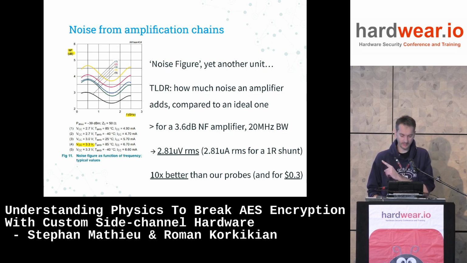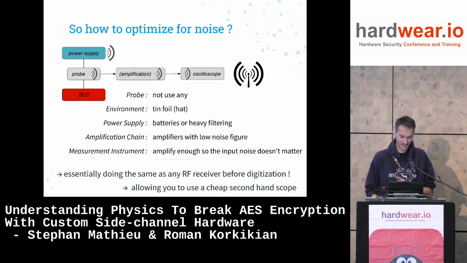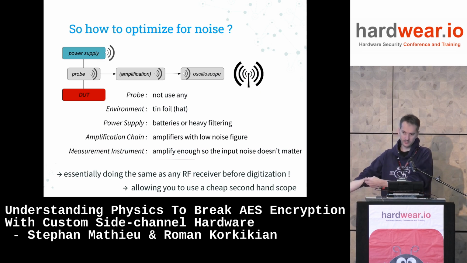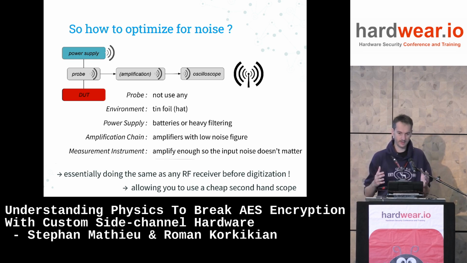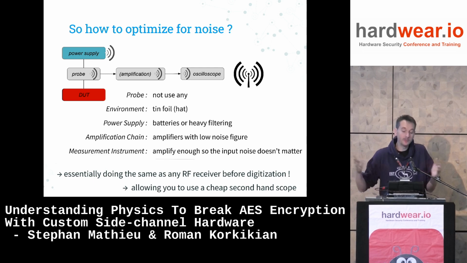So basically, they say how much noise is added to an ideal amplifier. Bottom line, very good. Amplifiers are actually what is being used in your phone. They have very low noise, and it's to your advantage to have low noise on this one. Okay, so I mentioned many sources of noise here, so I'm going to summarize all of them and explain how to decrease, how to optimize for noise.